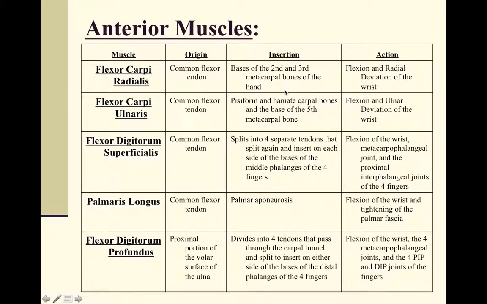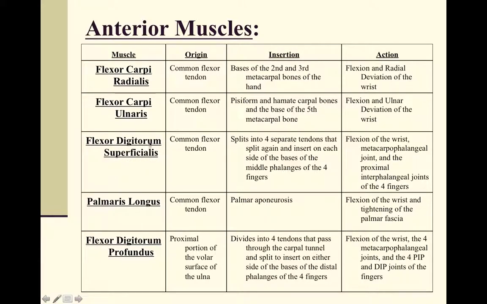And they have different insertions. So flexor carpi radialis should make sense. Starting from there, it's going to go down to the second and third metacarpals. It's going to flex and radial deviate the wrist. So again, most important thing to me with muscles is that you understand what they do. All right, so that's what the flexor carpi radialis does. Flexor carpi ulnaris, just the opposite, flexion and ulnar deviation. So that's going to attach more on the pinky side.